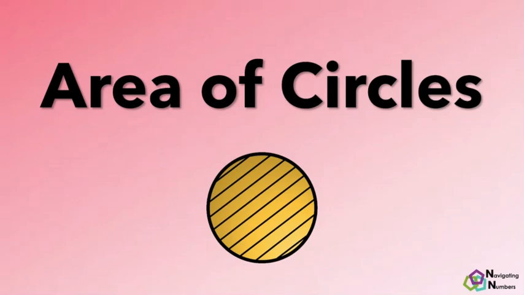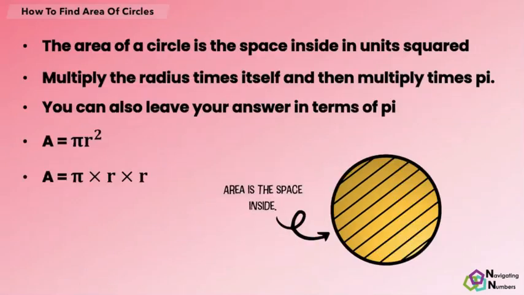Let's take a look at how to find area of circles. The area of a circle is the space inside in units squared. To find the area of a circle, we multiply the radius of the circle times itself, and then we multiply the result times pi. You can also leave your answer in terms of pi if you want the exact area.